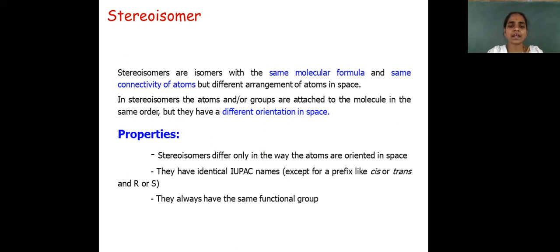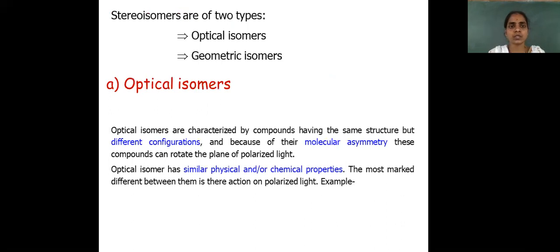We will see what the R and S configuration is. Based on the R and S configuration, they differ, and stereoisomers always have the same functional groups. Stereoisomers are again of two types. What are the two types of stereoisomers? Optical isomers and geometrical isomers. First we will see what is meant by optical isomers.